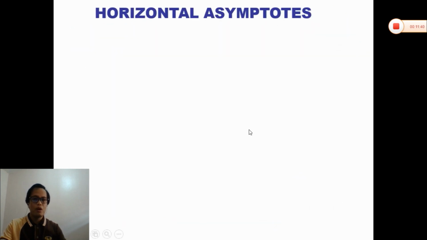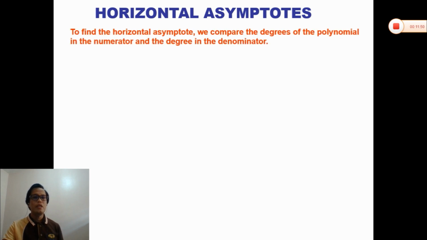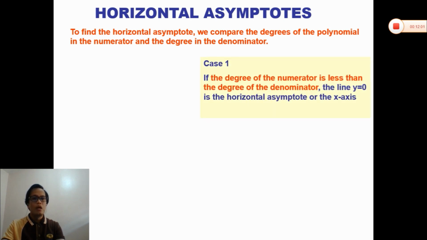So to proceed to the horizontal asymptote, how do we find the horizontal asymptote? For the horizontal asymptote, we need to remember some cases. To find the horizontal asymptote, we compare the degree of the polynomial in the numerator and the degree in the denominator. So case 1: if the degree of the numerator is less than the degree of the denominator, the line y equals 0 is the horizontal asymptote, or the x-axis.